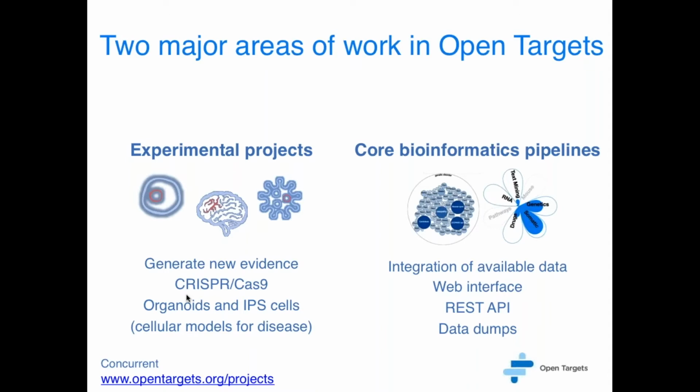On the other side of the coin, within Open Targets, we've got what is known as the core bioinformatics pipeline. So what the team has been doing, we have been integrating the currently available data out there into a place that can be used by anyone, everywhere, so that you can try to find possible genes associated with your disease of interest. So this integration has been done by my colleagues, and it's available through our web interface, and we also have additional and alternative ways programmatically that you can get hold of this data.